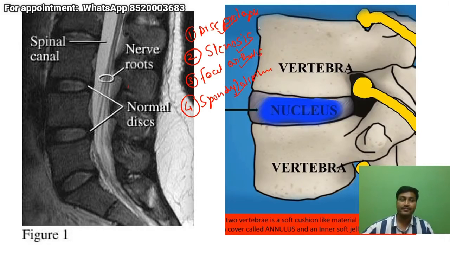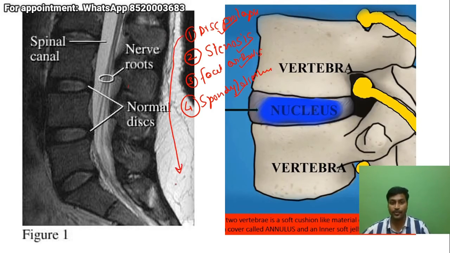Can anyone tell me whether low back pain due to disc prolapse is more in forward flexion or extension? Pain because of lumbar disc prolapse is more in flexion or extension. For the next 5 minutes I'll be a bit slow because this is very important. If you don't understand this pathology, then you will not be able to correlate it with the MRI also. So I'm waiting for your answer. So the pain in disc prolapse is more in forward bending, right? So pain because of disc prolapse is more in forward bending.